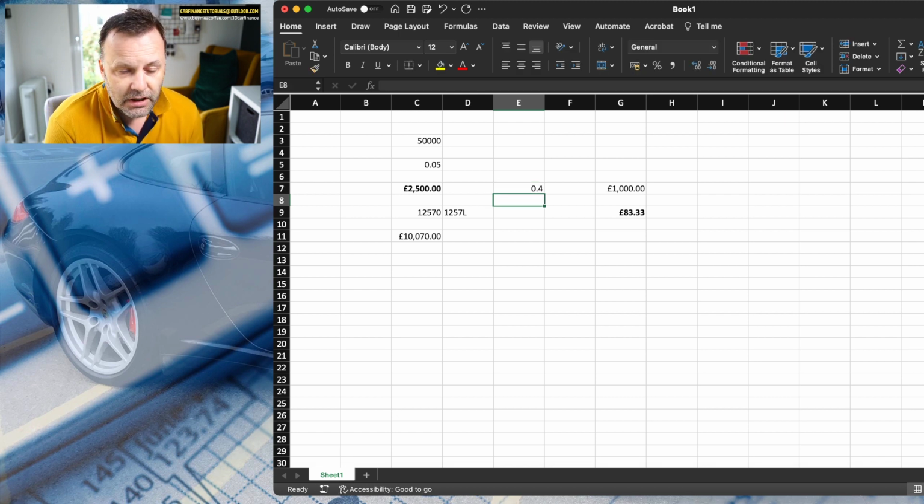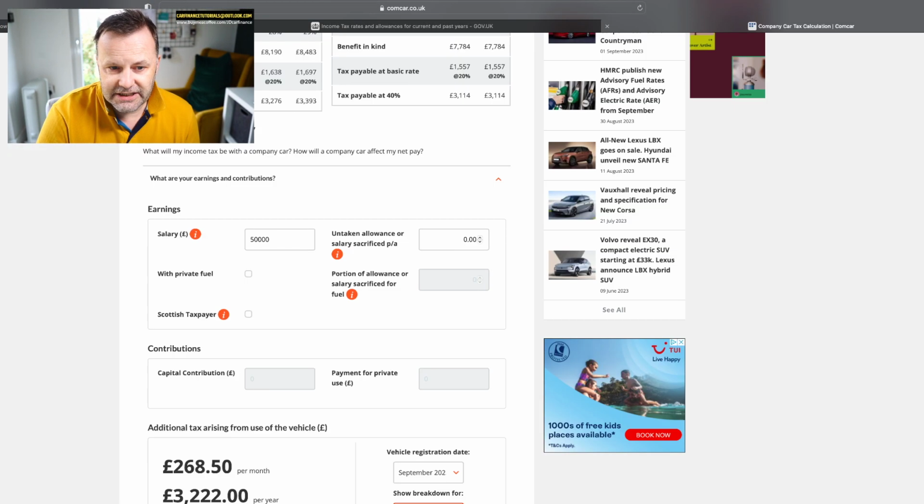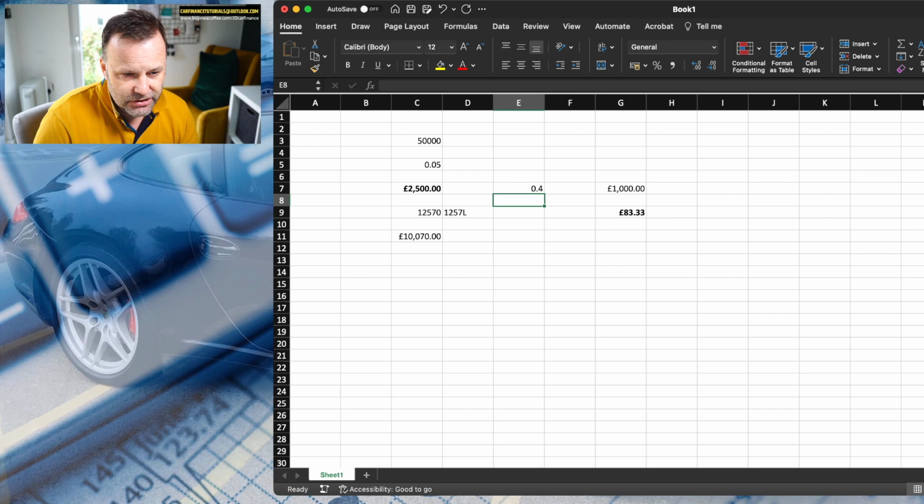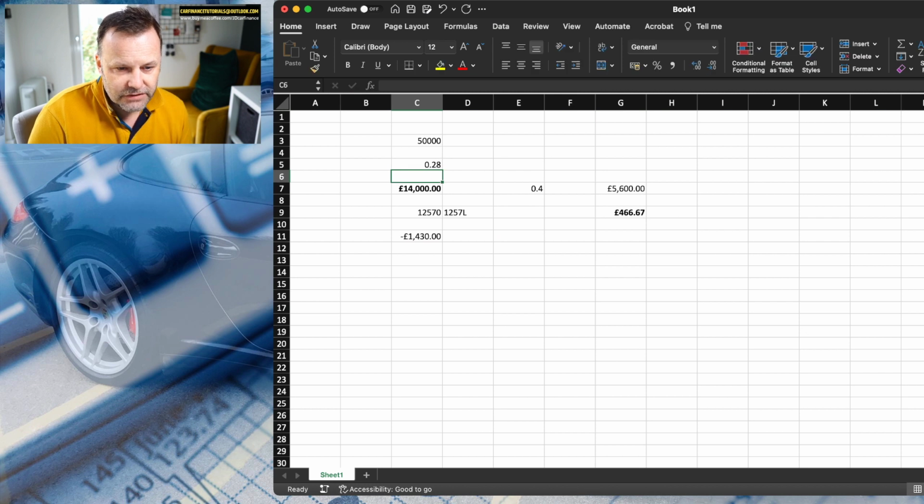Now, if we look at a different example, I've just done a quick search. If you were to salary sacrifice a BMW 1 Series 116D, that's got, believe it or not, a benefit in kind percentage charge of 28%, going to 29% in 25-26. So if we bung that into the spreadsheet, 28% at a 40% taxpayer, it would cost you, believe it or not, £466 a month in extra tax to salary sacrifice a 116D BMW.